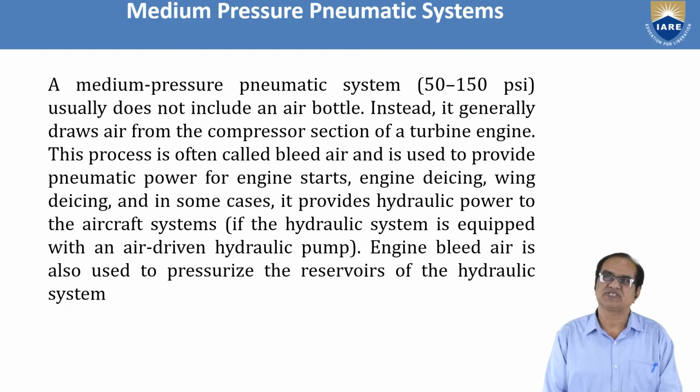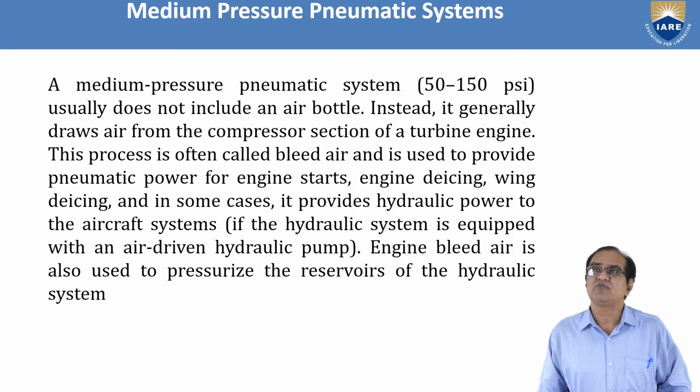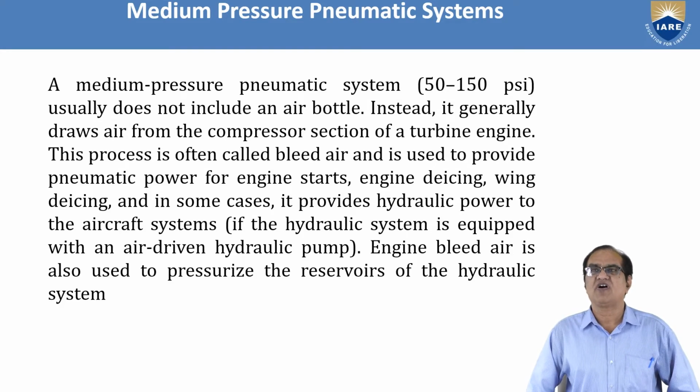High pressure means 2000 to 8000 psi. Now I will talk about the medium pressure pneumatic system, where the pressure ranges from 50 to 150 psi. PSI means pounds per square inch. A medium pressure pneumatic system usually does not include an air bottle. Instead, it generally draws air from the compressor section of a turbine engine. This process is often called bleed air.